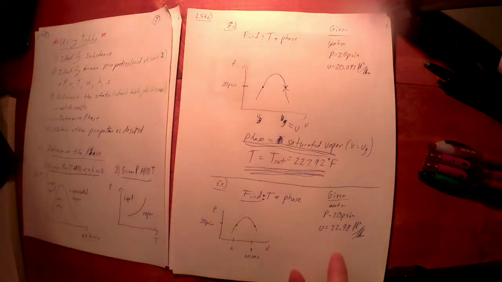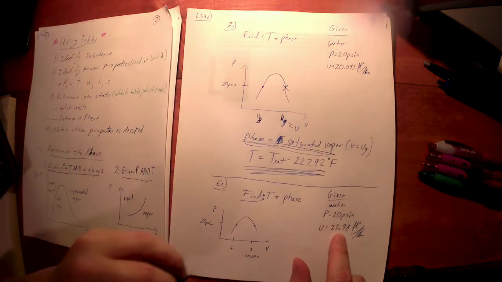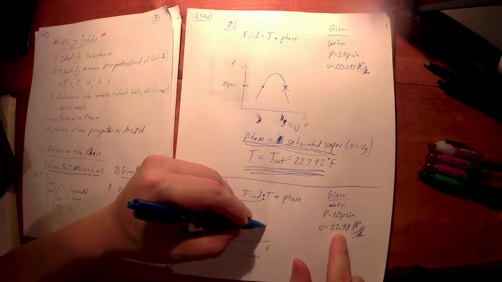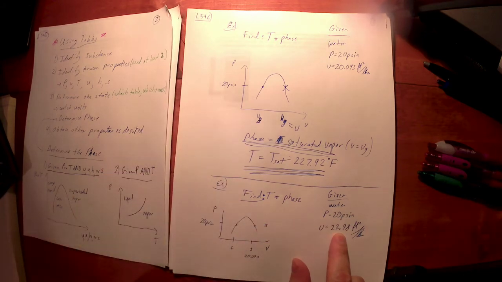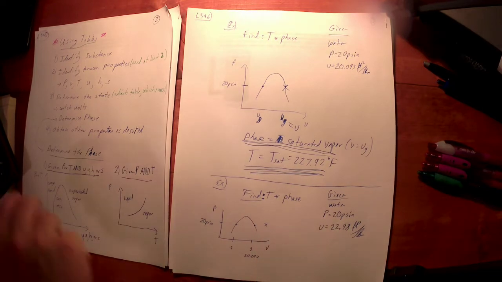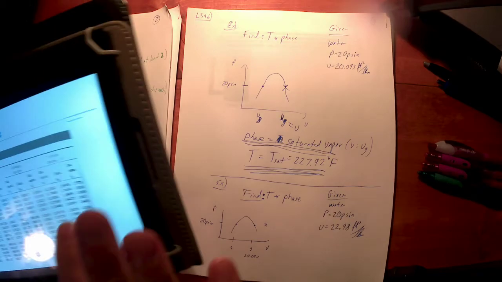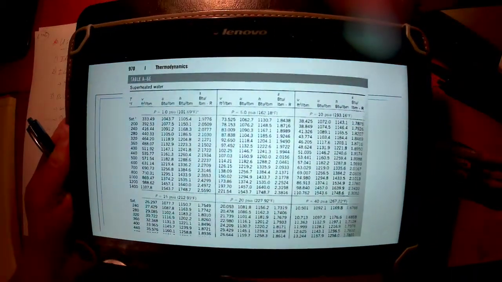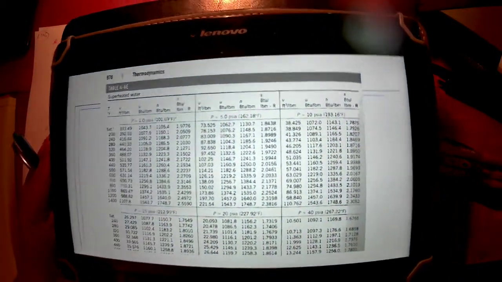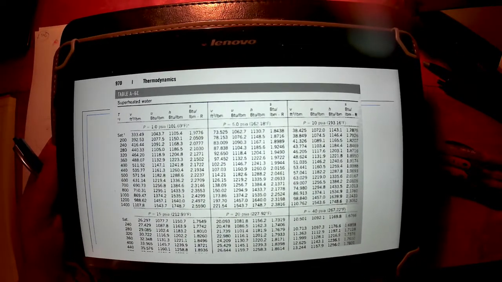So where are we at? Well, we got 22.98. That puts us out here, in the superheated vapor region. That means I need to go forward into the superheated vapor tables. So that's table A6 here. Alright.